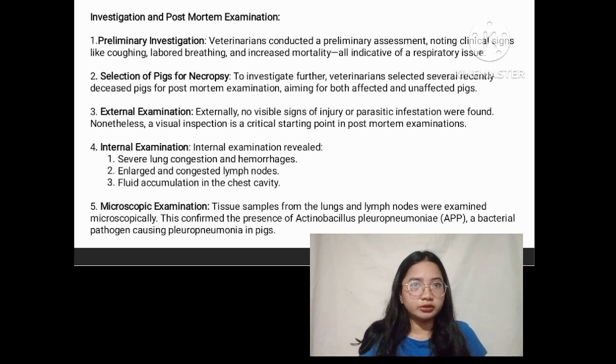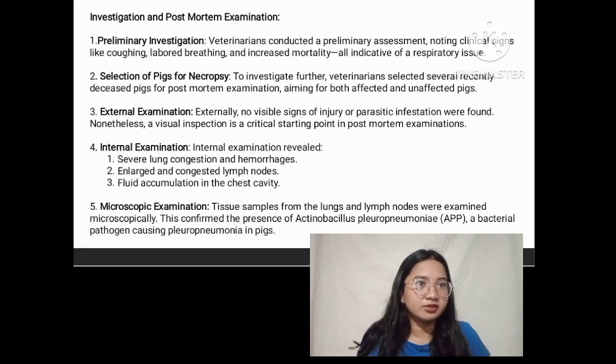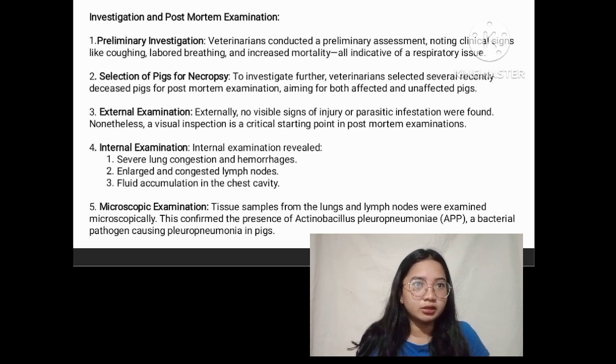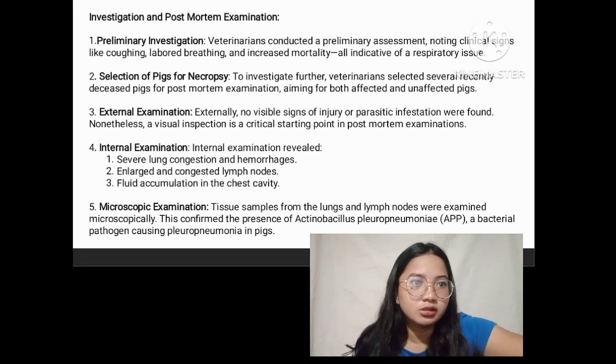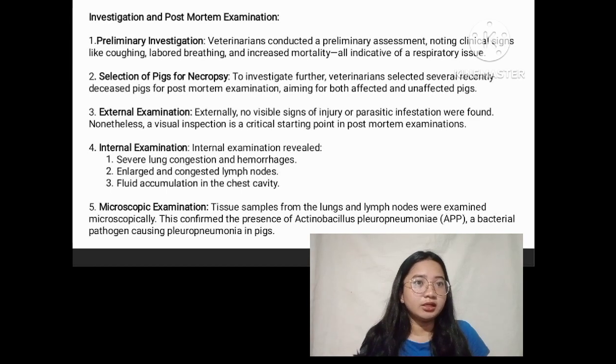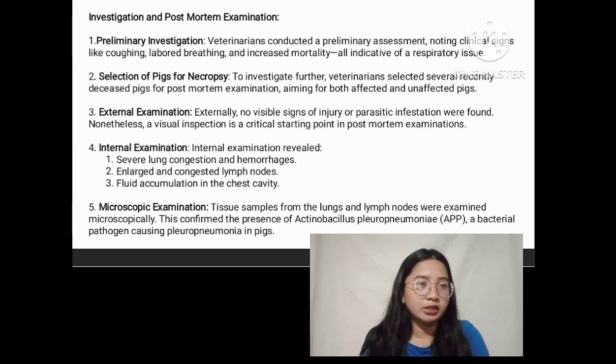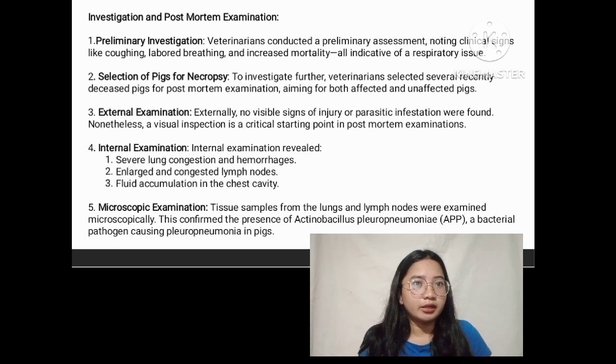External examination. Externally, no visible signs of injury or parasitic infestations were found. Nonetheless, a visual inspection is a critical starting point in post-mortem examinations. So, externally, they did not see any injury or parasitic infestations.